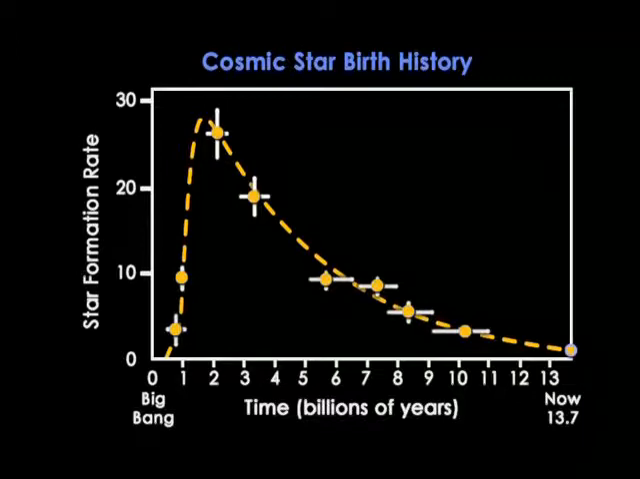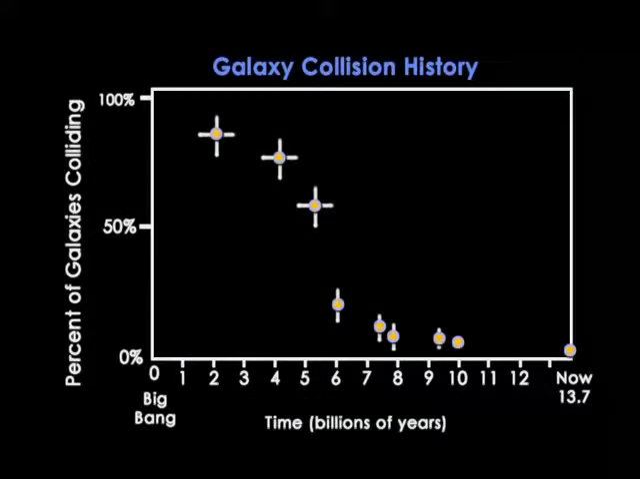But could the later drop in star birth rate be due to a drop in the collision rate? Absolutely. Using the Hubble telescope's deep surveys, you can measure the fraction of galaxies that are colliding right across cosmic history. In the young universe, almost all galaxies were colliding, while in the current universe, only about 2% are colliding.